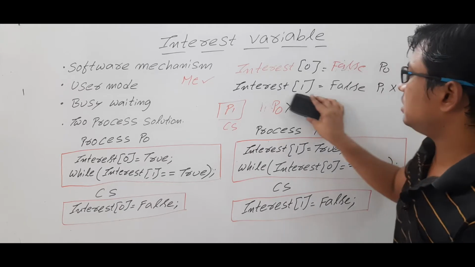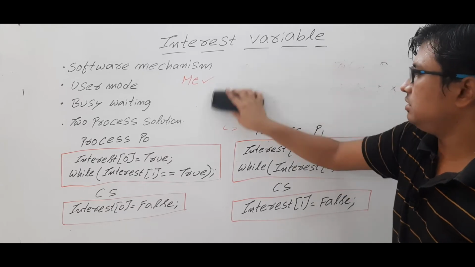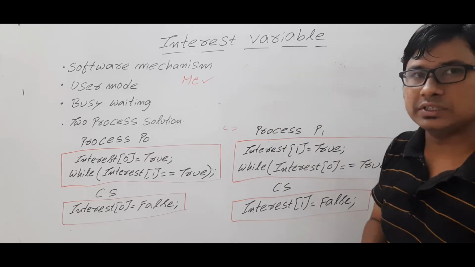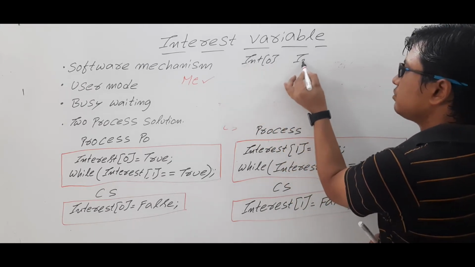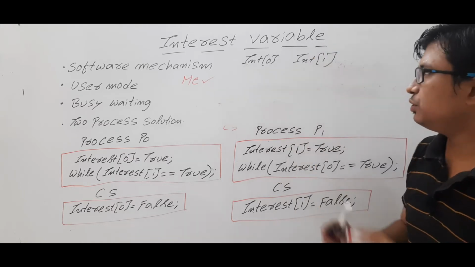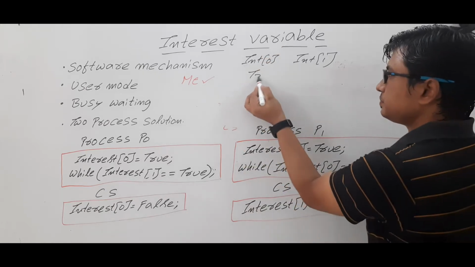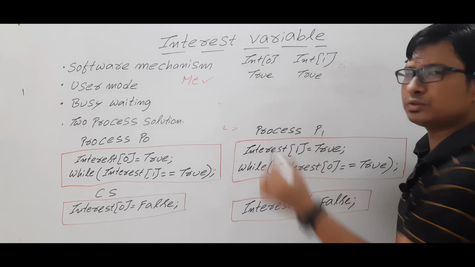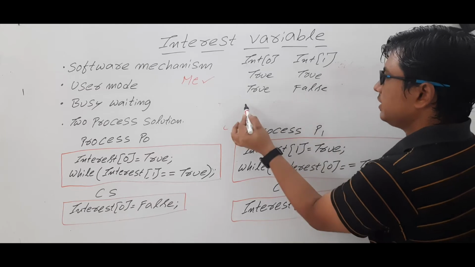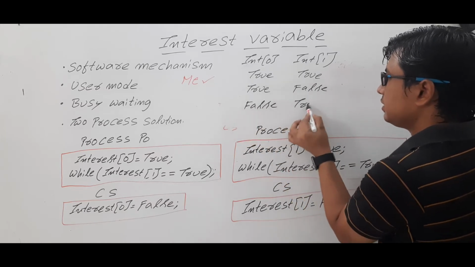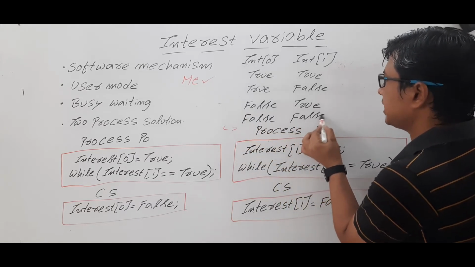Now we will discuss another scenario. Before discussing whether it is achieving progress or not, I want to discuss a few points. Now interest of 0 and interest of 1, let me keep it as the shortcut int. Don't think that it is an integer variable. Interest of 0 is true and interest of 1 is also true. Then another one is true, false. Then false, true, then false and false. These are the 4 scenarios we will face. Am I right or wrong?